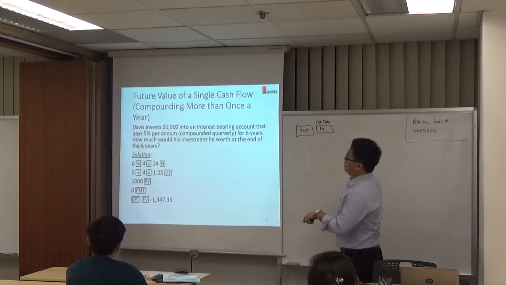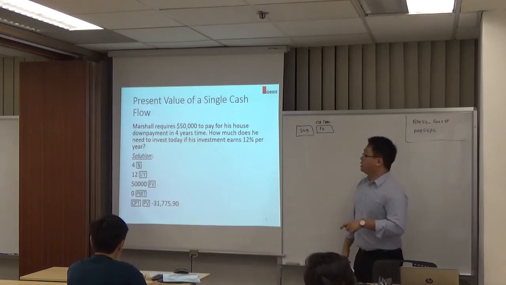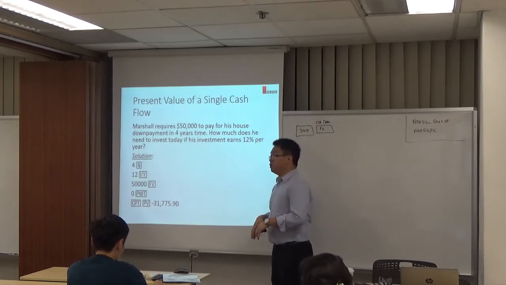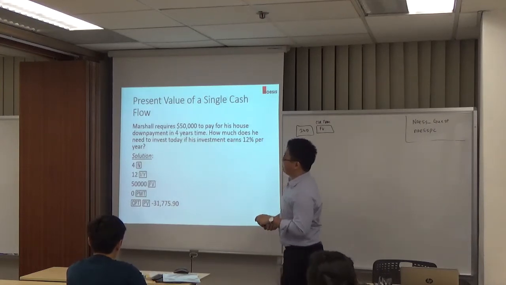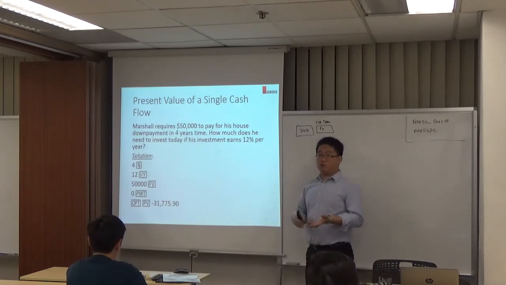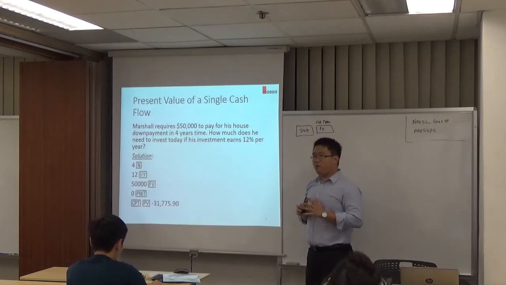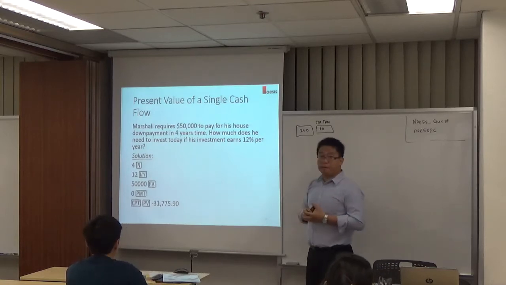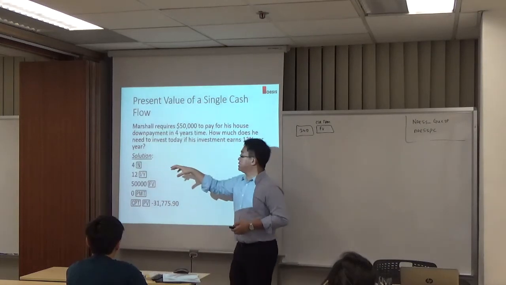Now that's done. Okay, that's future value. Now, what about the next part? It is called present value. This is more about finding how much you need now, or how much your investment is worth today. So let's say Marshall requires $50,000 to pay for his house down payment in 4 years' time. So 4 years from now, I need 50,000. If I want to get that money today, how much should I start with? If his investment earns 12% per year, how much does he need to put in today so that he can earn 50,000 in 4 years' time?